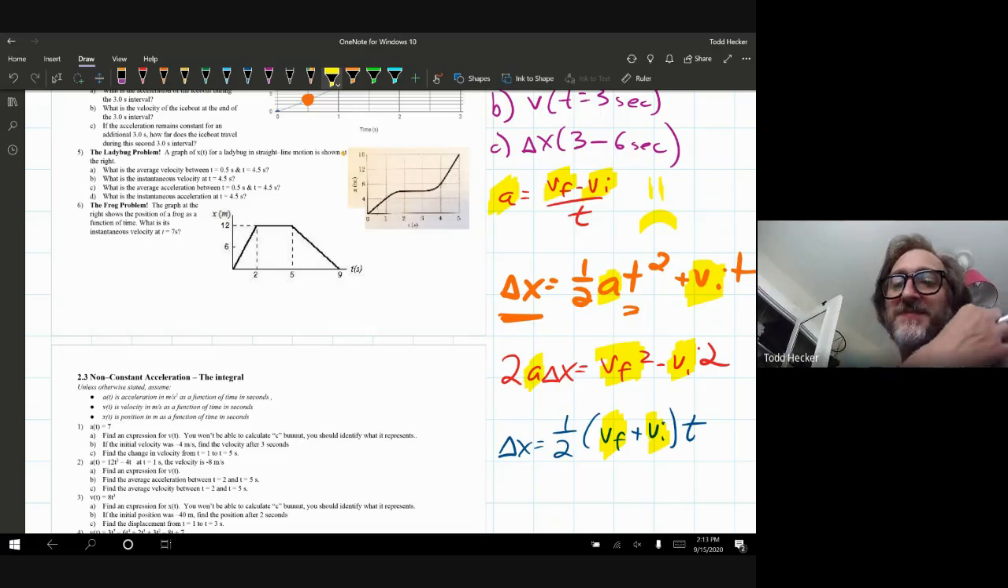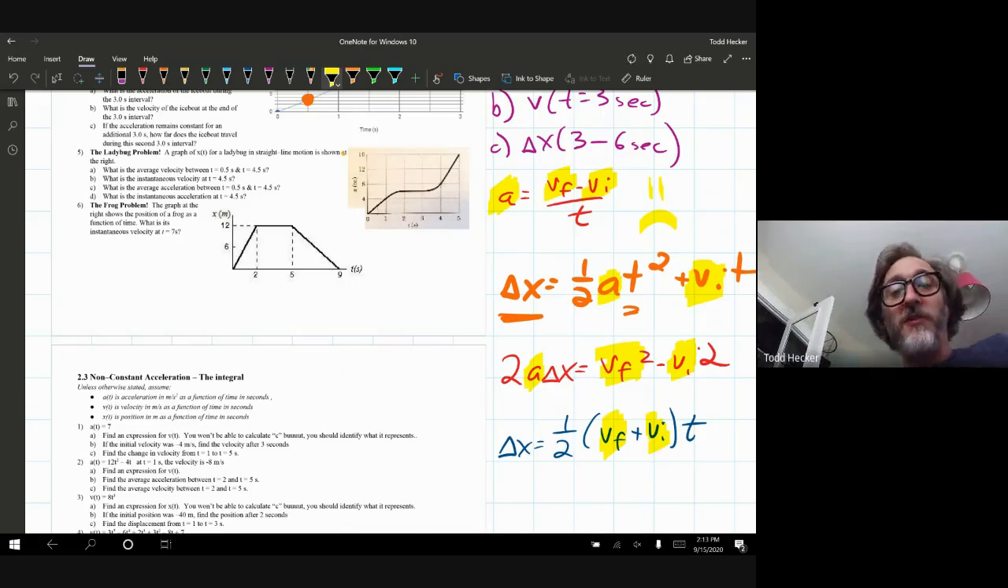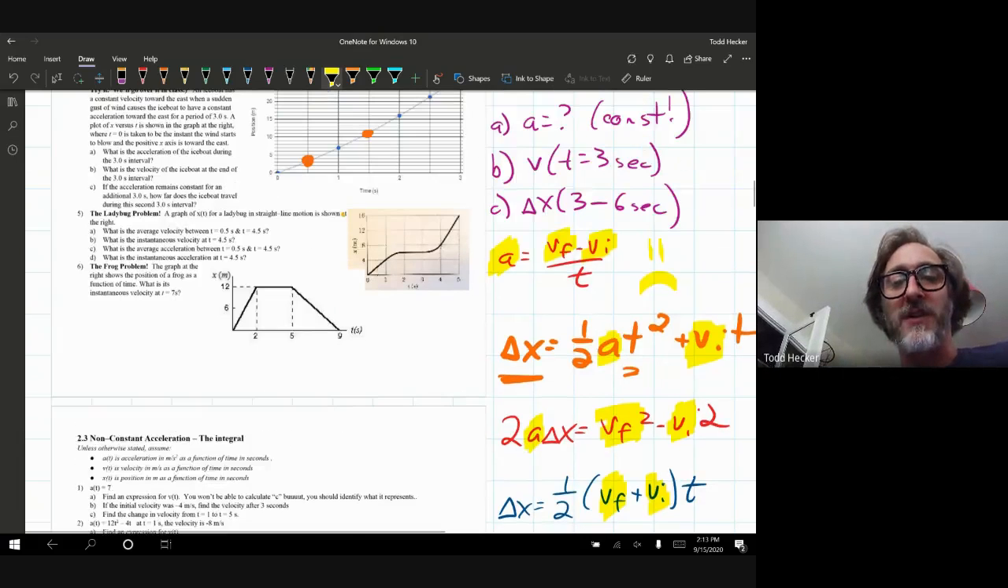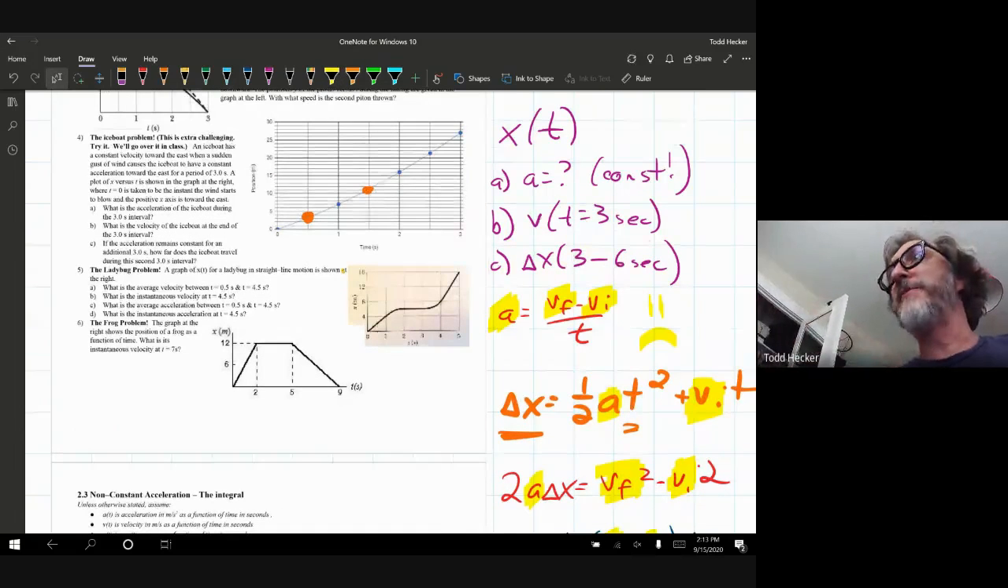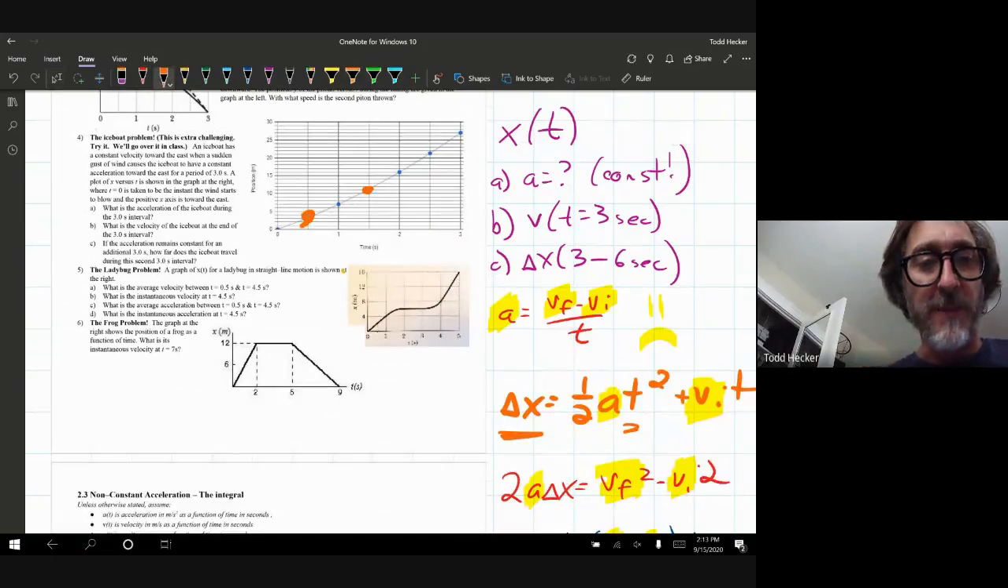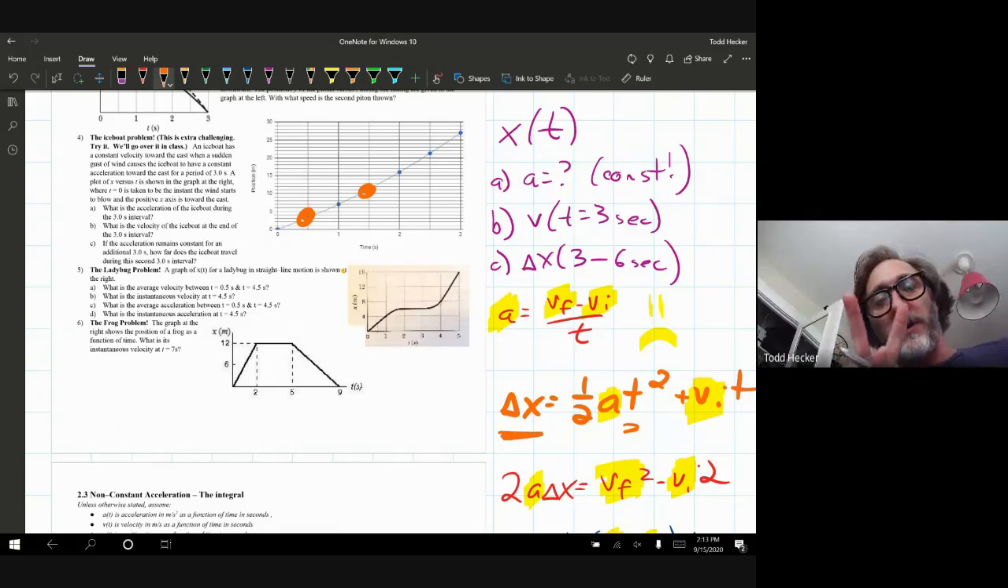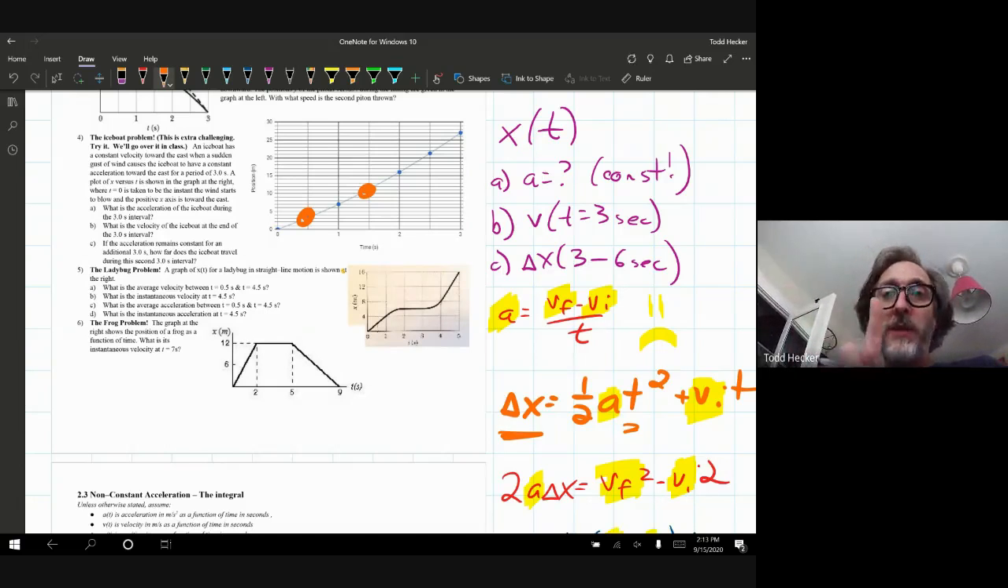So what do we do? This is a really good trick for graphs like this. Notice we've got a lot of information, and there's nothing magic about these two orange points that I picked here and here. So instead of choosing two different linear motion equations, we're going to pick one linear motion equation, but we're going to use it for two different time intervals.